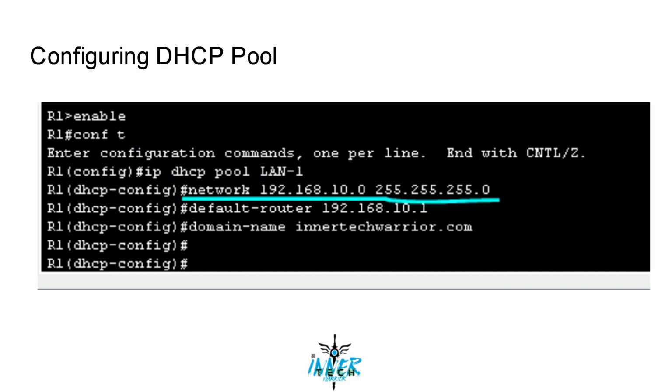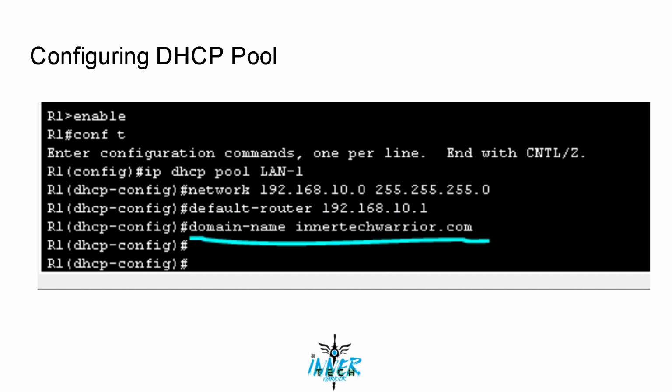Then the network for the pool of addresses that can be handed out, which is 192.168.10.0 255.255.255.0. Next, we have to put in the default router for this network, which is the interface on our router connected to LAN 1, which is 192.168.10.1.